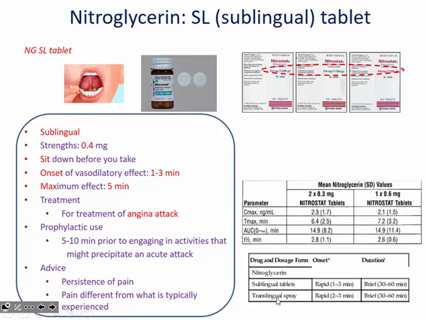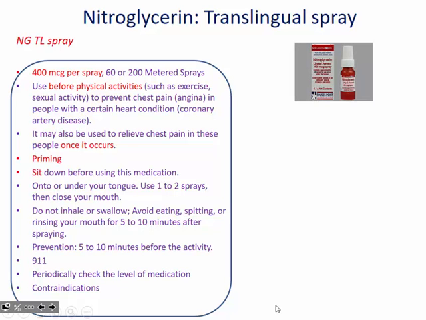Okay, the same thing for translingual spray. Okay, what is a spray? Even though it's not so popular, it's good to understand. So the spray, it produces a mist of the drug where it's in aerosol form, so increases the surface area, so increases absorption. So the idea is to have a rapid onset. Okay. However, it's cost prohibitive. So for each spray, this formulation releases 400 micrograms. Okay, and a bottle can go up to 60 to 200 metered sprays. And again, it's great to use before physical activities.